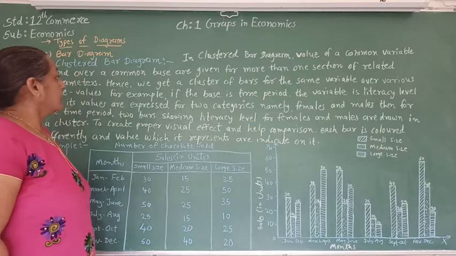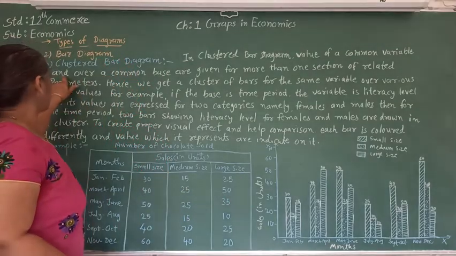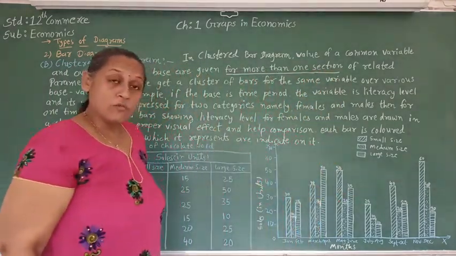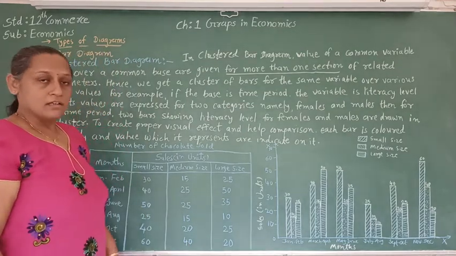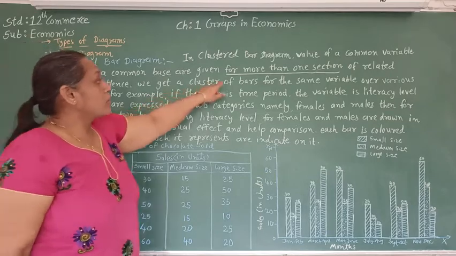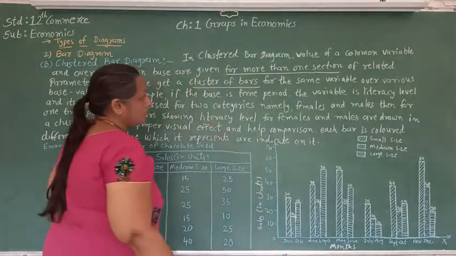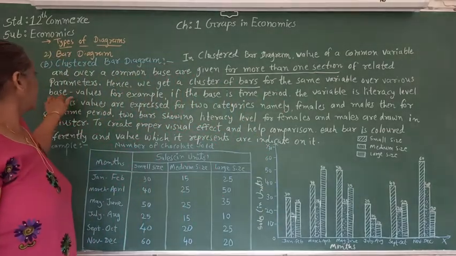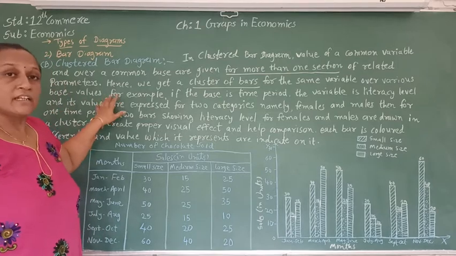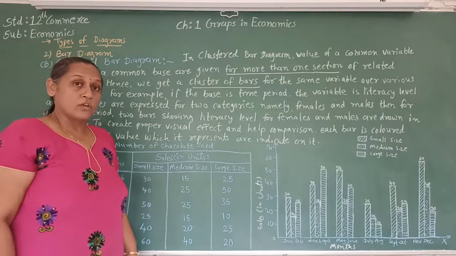So let's try to see the definition of the cluster bar diagram. In a cluster bar diagram, values of a common variable over a common base are given for more than one section. So for more than one section, over one base, the information is given, and because of that we get the cluster bar diagram. For more than one section of a related parameter, we get clusters of bars for the same variable over various base values. This is the definition of the cluster bar diagram, where we get clusters of bars, and that's why it is called a cluster bar diagram or group bar diagram.